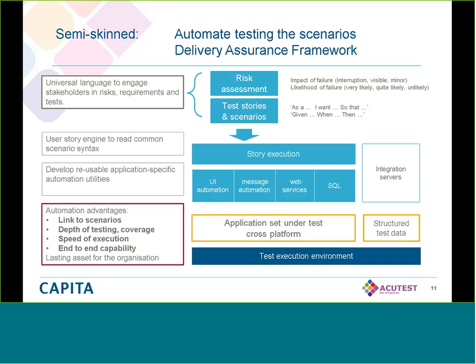So what are the advantages here? On the bottom left-hand side, you can see we're saying the advantages: this is linked back to the scenarios the business wanted in the first place. It increases the depth of testing and the coverage. It dramatically changes the speed of execution, much faster, much more reliable, and it provides us with that end-to-end capability. So we're not just testing one change in the middle of our many related systems.